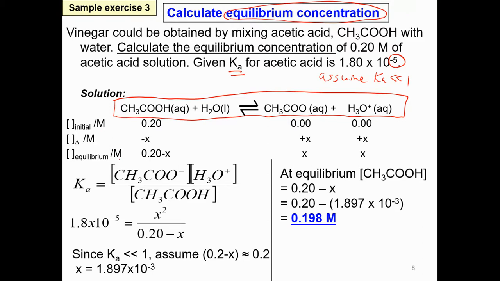Remember the ice table. Then finally, what do we want to find? We want to find the equilibrium concentration for acetic acid. So we want to find this part. After you solve for X, you will get the final answer. And don't forget your unit. Now next. Then remember, don't forget the assumption, because this one will give you 1 mark.